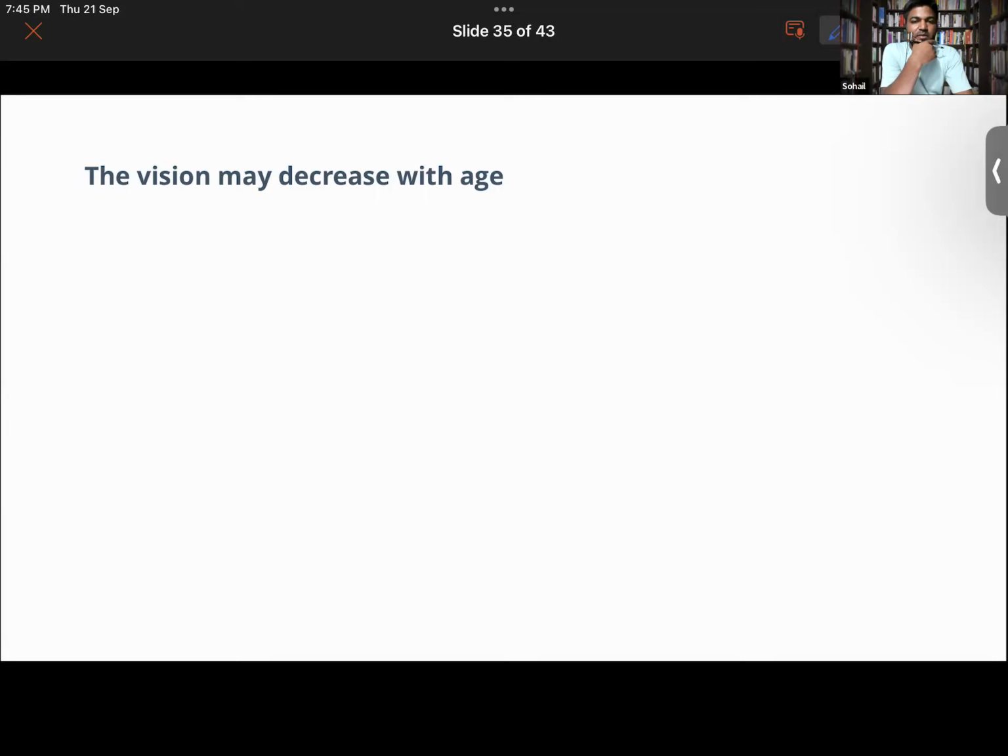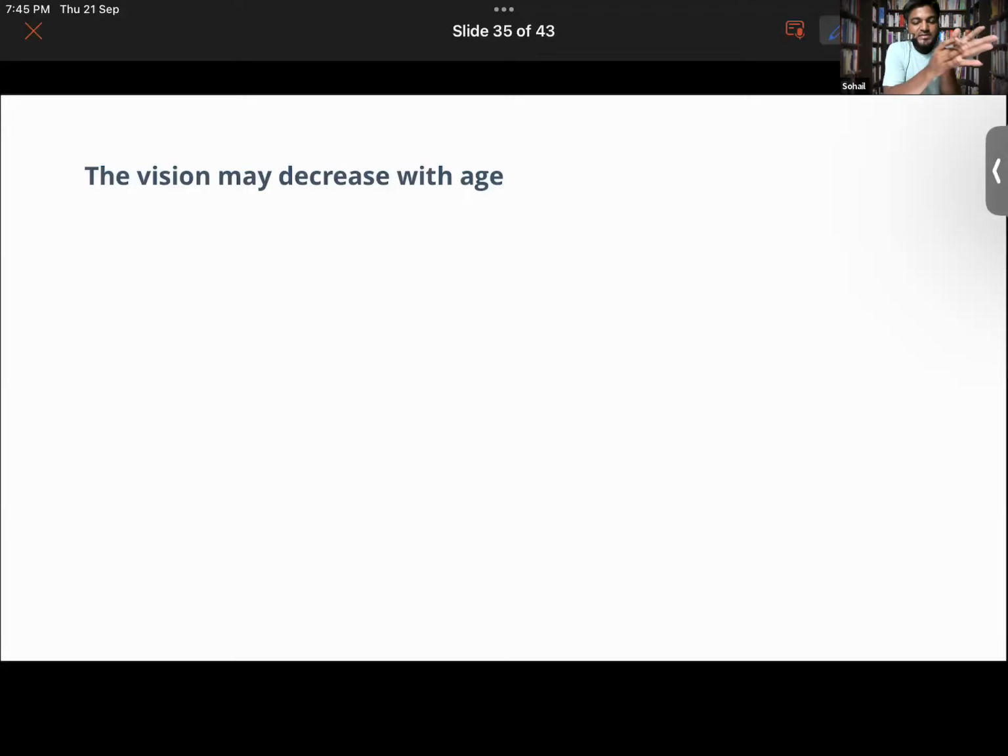Or what might happen? Some people develop conditions like cataract. Yeah, their vision becomes blurry. The lens is covered by a blurry layer, not a blurry skin. We will come to that when we talk about cataract. Okay, all right. So with age, people will develop different types of conditions. With age, their vision might decrease.